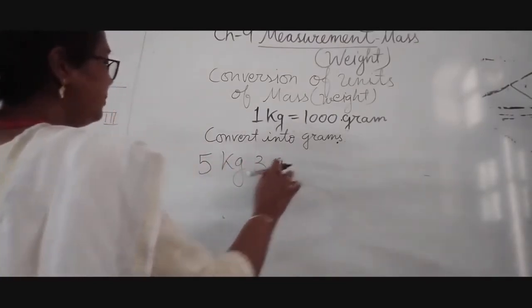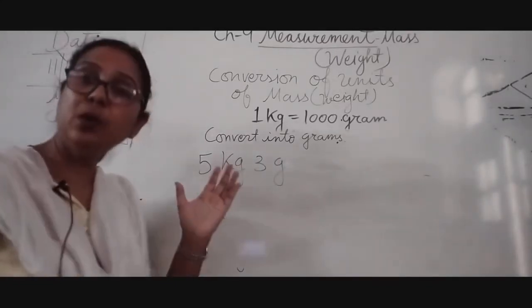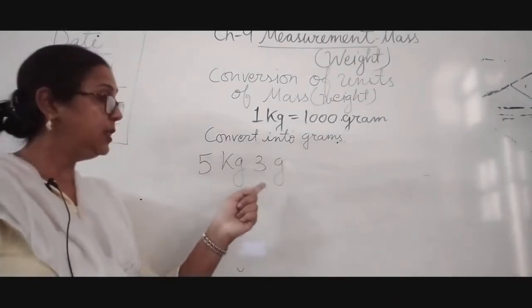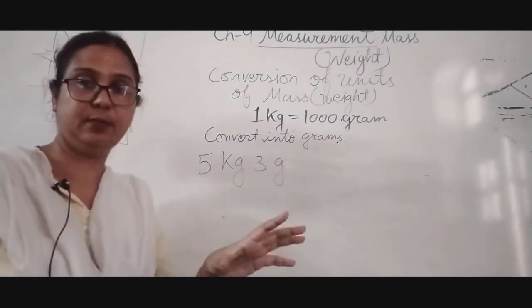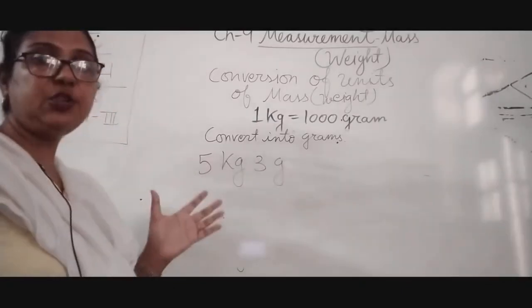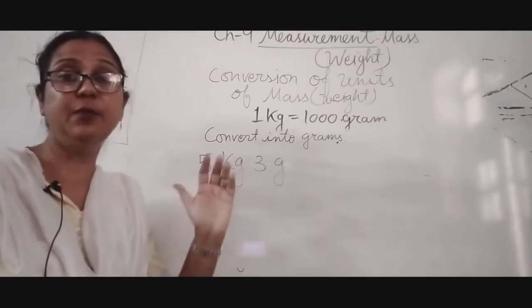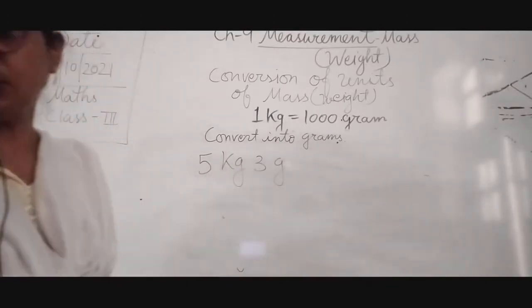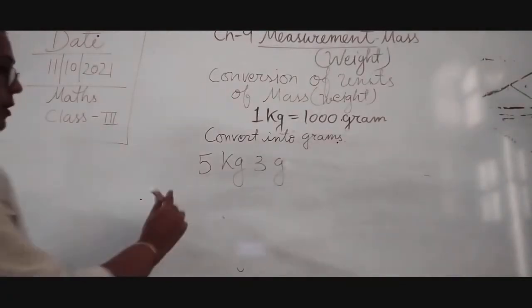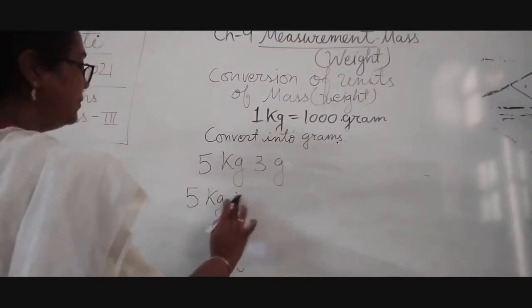So children, always remember, because we are converting kgs into grams, the gram along with the kg will be added after multiplication by 1000. This 3 grams is not going to be converted because it is already in grams. So children, here you can see 5 kg and 3 grams.